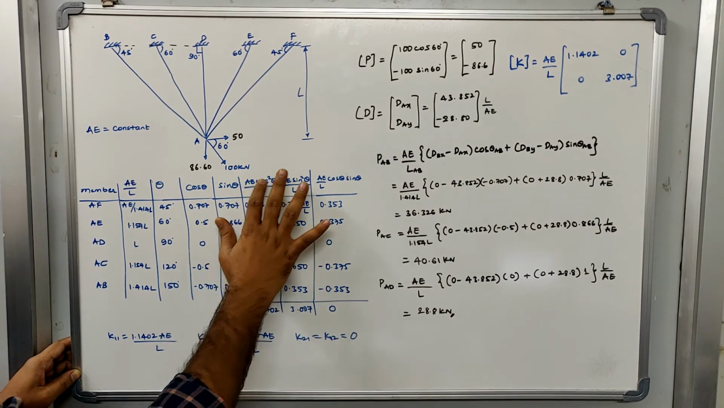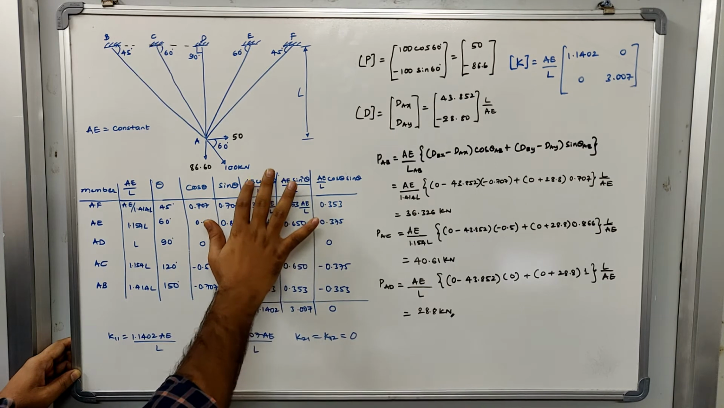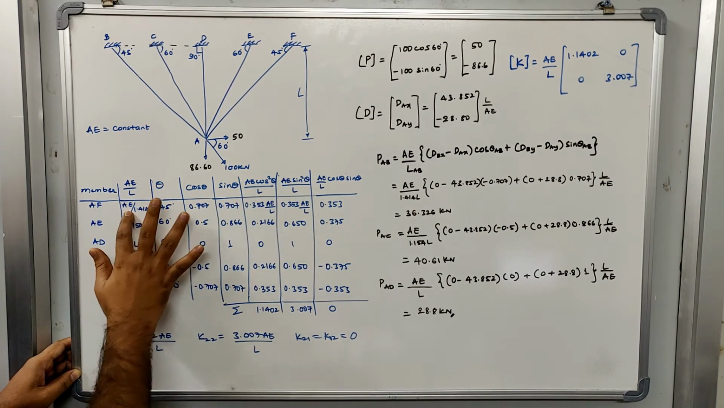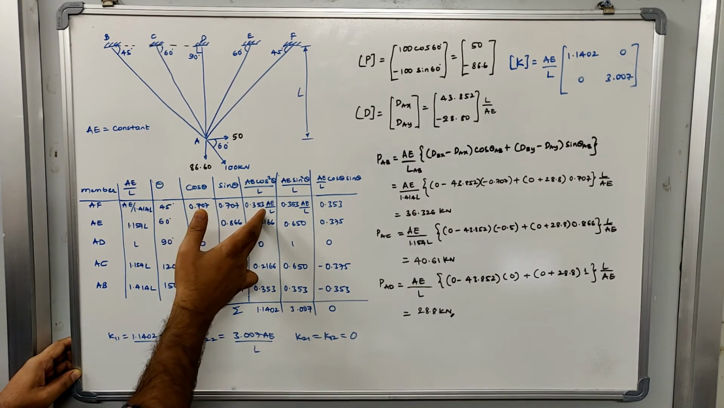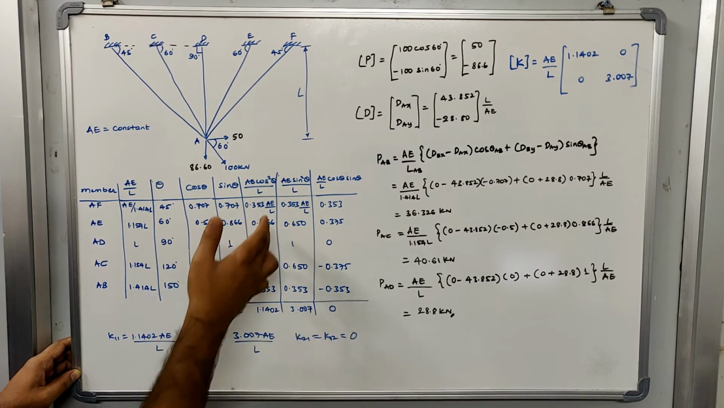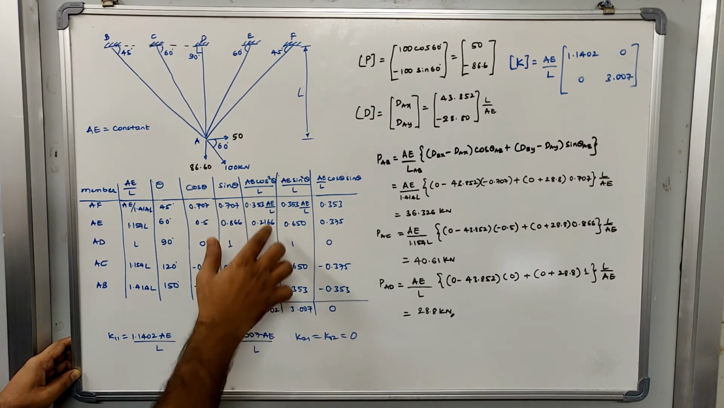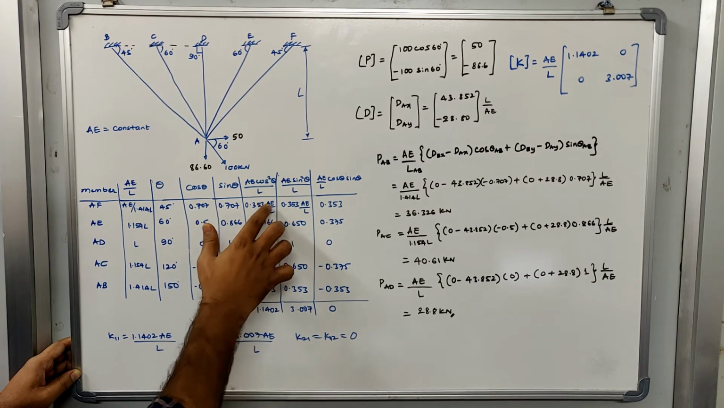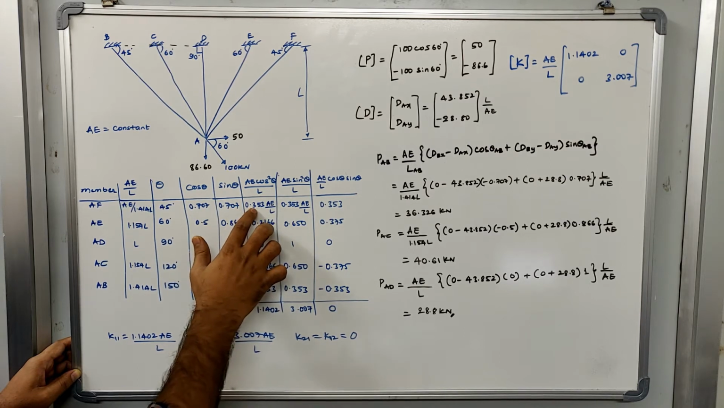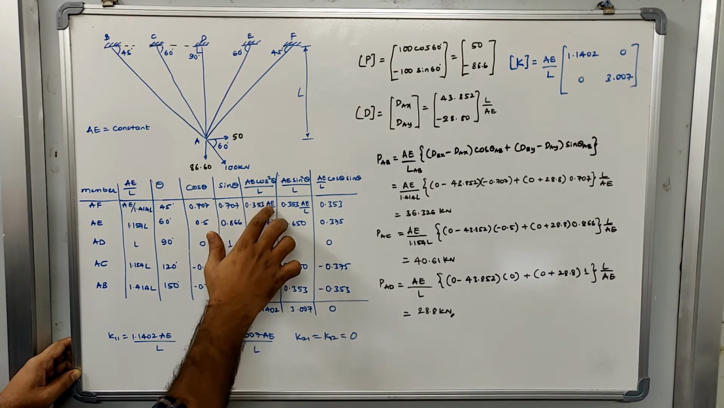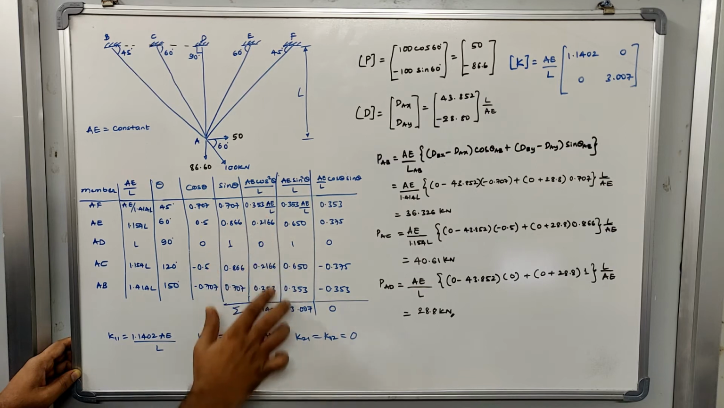So let us solve AE into cos square theta divided by L. So AE by L, which we already know, should be multiplied by cos square theta, and it is written here. Now I don't want to repeat AE by L every time in this column, so I have written it only for the first term. So 0.353 into AE divided by L is there. Now this will repeat for all the terms.